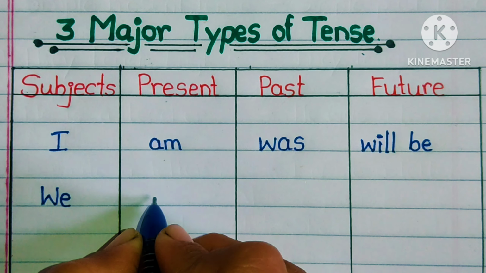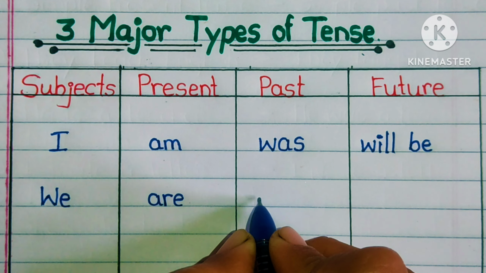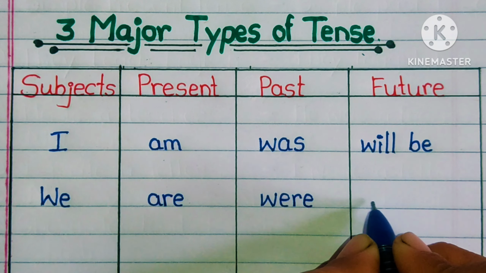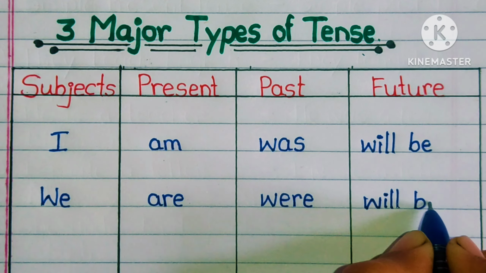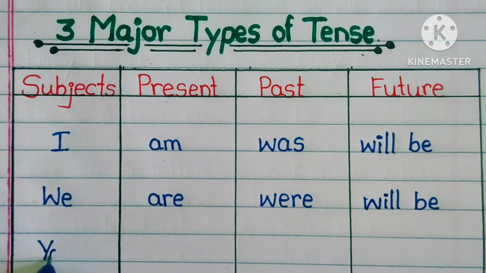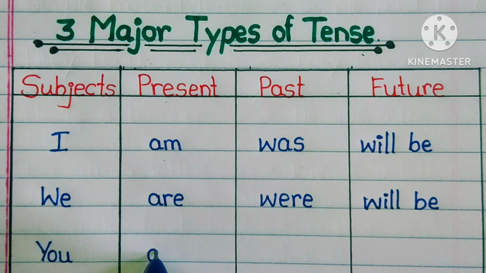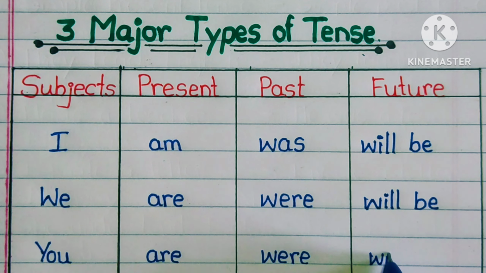Second one is we. In present tense are, in past tense were, and in future tense will be. Next one, you. In present tense we use it as are, and in past tense were, and future tense will be.